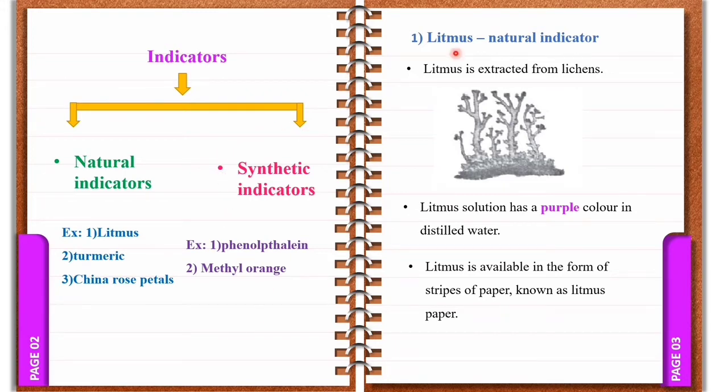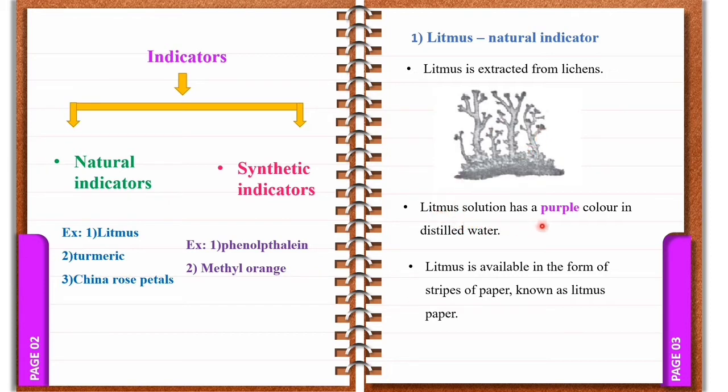Litmus is the most commonly used indicator in labs and also in industries. Where is litmus extracted from? It is extracted from lichens. What are lichens? In biological terms, we can define lichens as plant-like organisms that consist of a symbiotic association between an alga and a fungus.